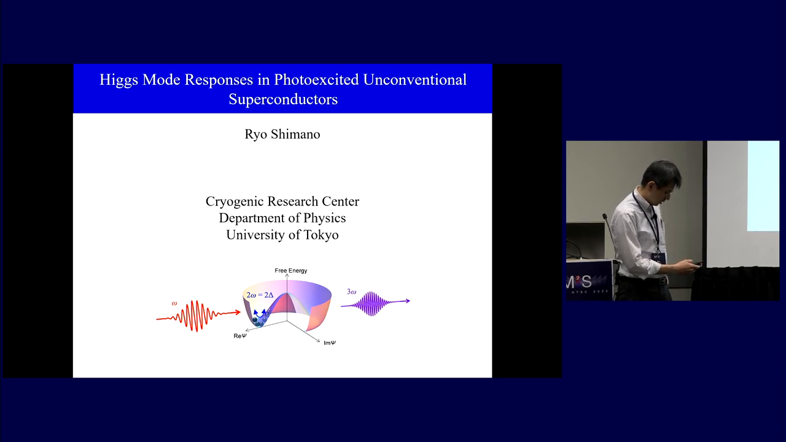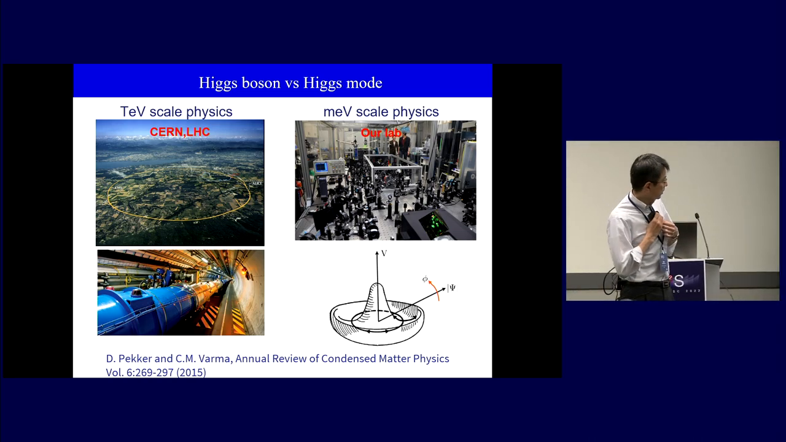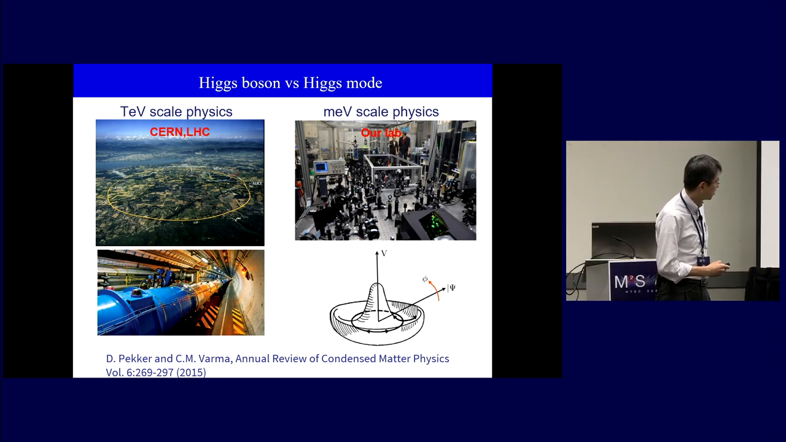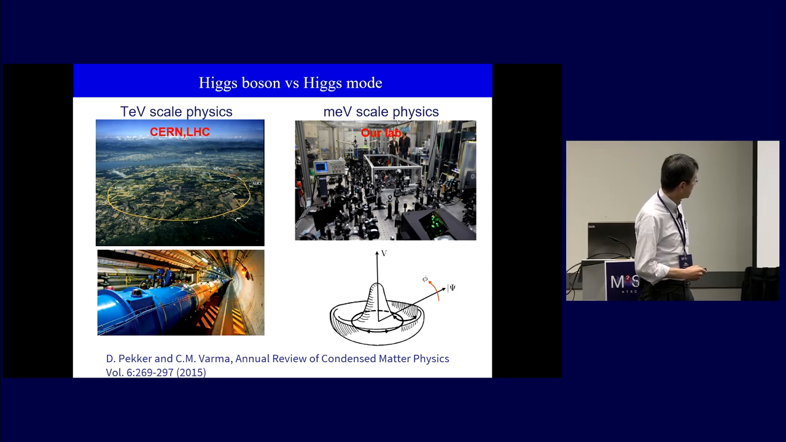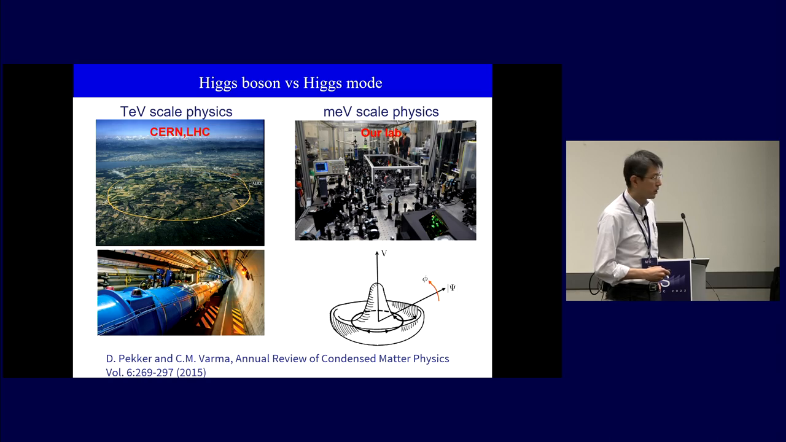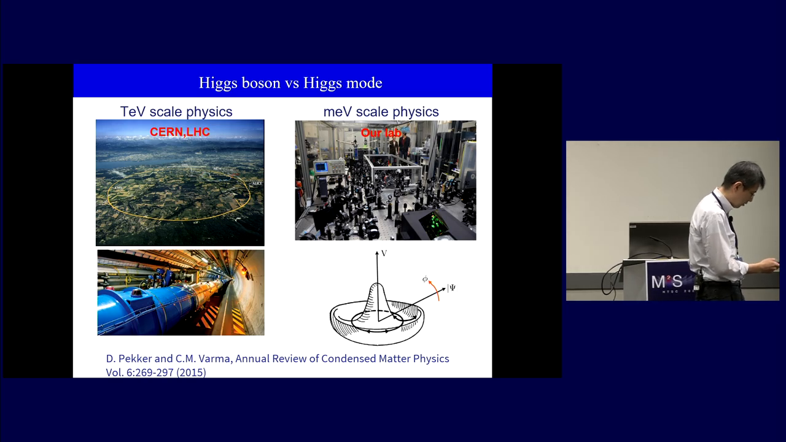It is fascinating that there is a common physics between this Tebbs scale and the Higgs mode, which is a millielectron volt scale, typically. And this is described by this Mexican hat potential. But to make the long story short, I skip all the historical background, and please refer to this review paper by Peck and Balmer for this long story.